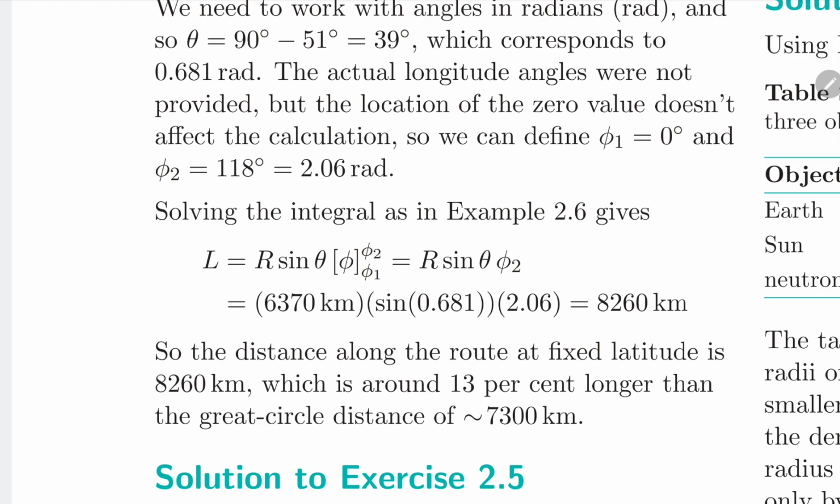Solving the integral as in Example 2.6 gives L = r sin θ (φ2 − φ1), which gives r sin θ Δφ, which equals 6,370 kilometers multiplied by sin 0.681 multiplied by 2.06, which equals 8,260 kilometers. So the distance along the route at fixed latitude is 8,260 kilometers, which is around 13% longer than the Great Circle distance of 7,300 kilometers.